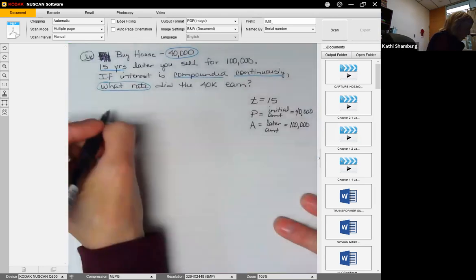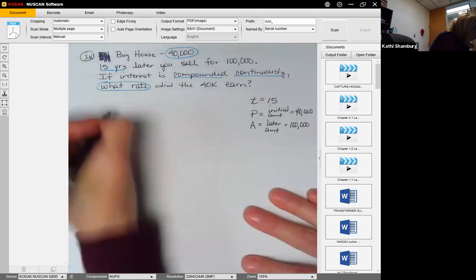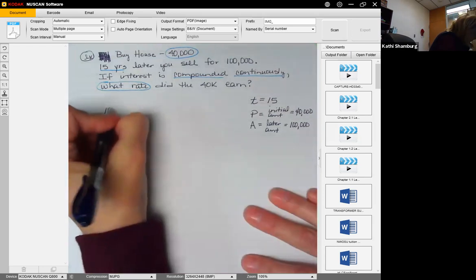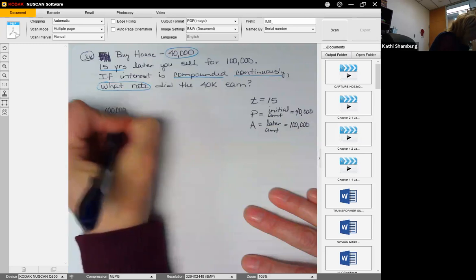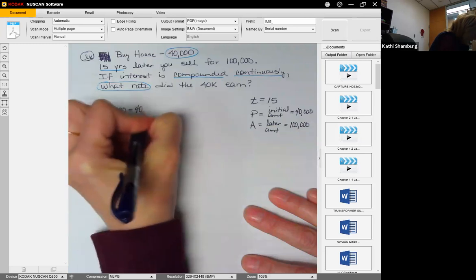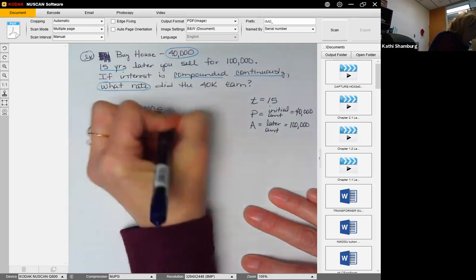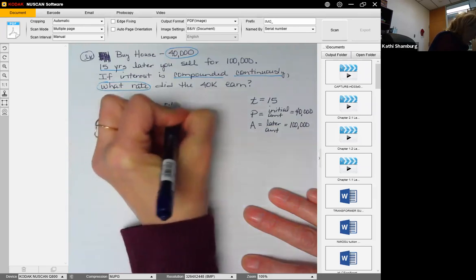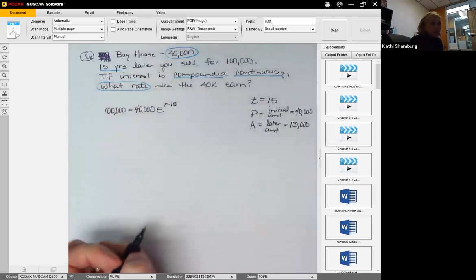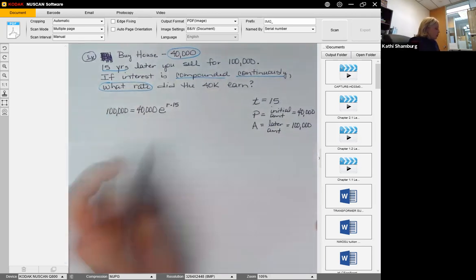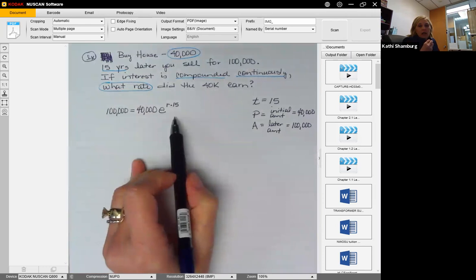So we know we are going to have 100,000 equals 40,000 e to the r times t. So r is what we're looking for. All right, so just like we did in the last one, our unknown is in the exponent, so we're going to have to apply natural logs.